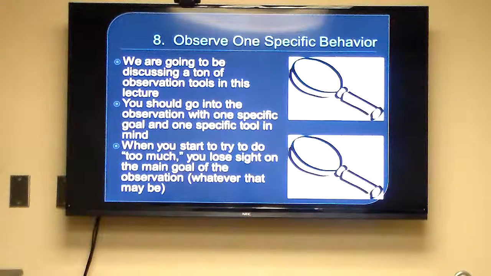So observe one specific behavior. I'm going to hit you with 42 tools throughout this lecture. You should only have one or two in mind. When you do too much, you lose sight of the observation. So please don't do that.